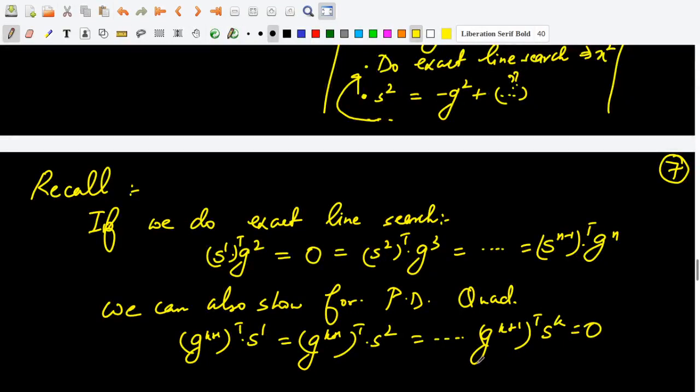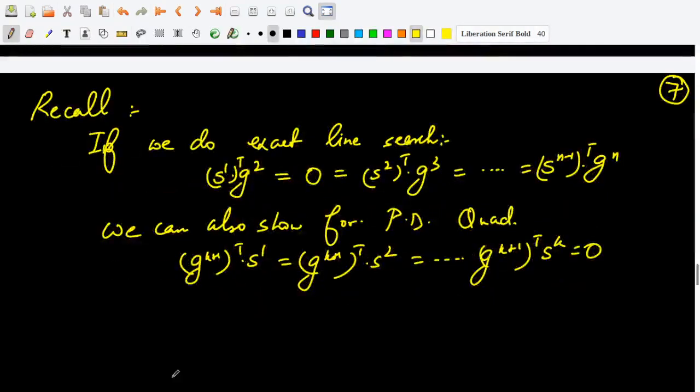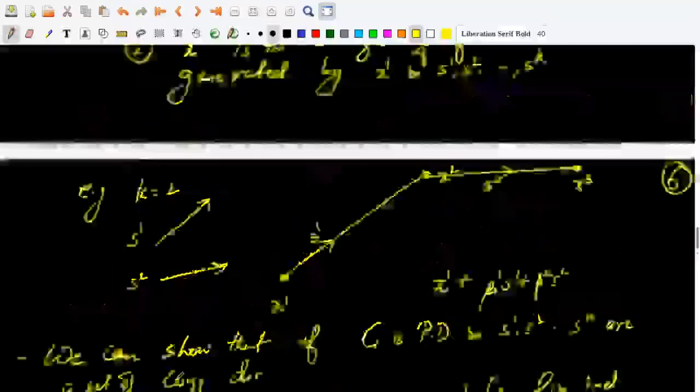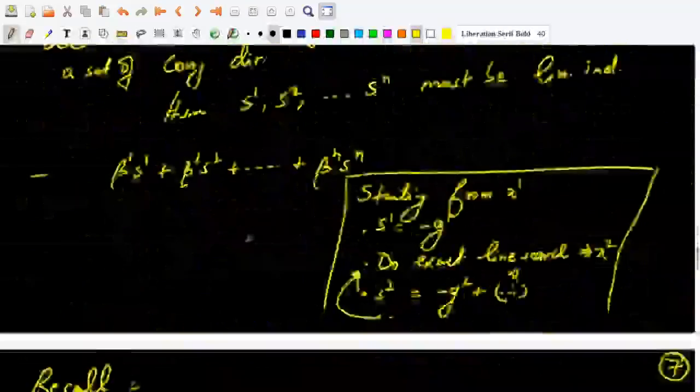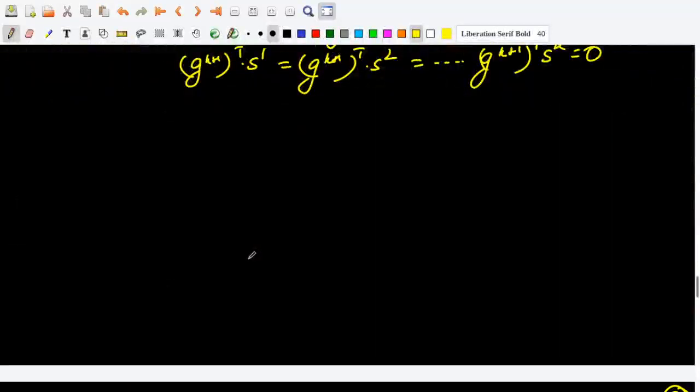Okay, and this is something we would like to replicate for general functions also when we try to find these S directions. Recall that in the theorem that we just discussed, these S directions were already given to us. The main question is, how do we find these S's without computing G inverse or doing complicated things with the Hessian matrix G. So this is what is answered by the Fletcher-Reeves method.